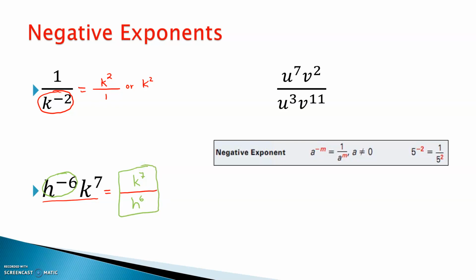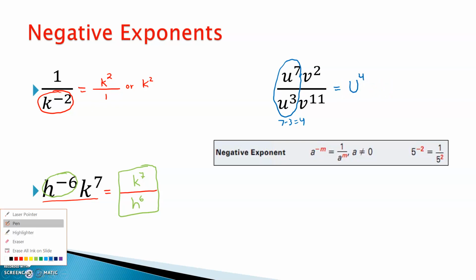Okay? All right, let's move on to the next one. Okay, so let's go with the u's, right? Don't look at the whole problem all at once. We should have looked at the u's, and we should have subtracted, right? We're dividing. We're using the quotient rule. 7 minus the 3 gives us positive 4. So this should have been u to the positive 4th power.